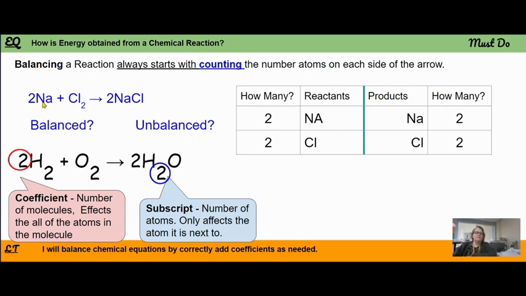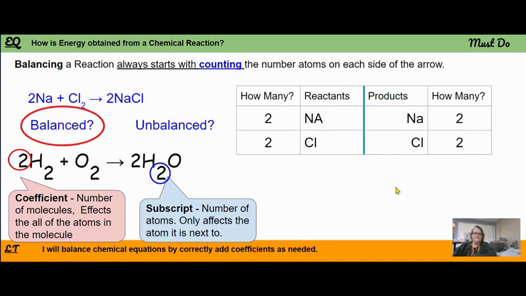So if I look at my example, I have 2 sodium atoms. So 2 times 1 is 2. And then I have 1 chlorine molecule, which is 2 chlorines together. So I have 2 chlorines. So that's my reactants. On my product side, I have 2 sodiums and 2 chlorines. So I have 2 sodium chloride molecules. Okay, so 2 sodiums, 2 chlorines. That 2 carries over to both of them. Now I look at the how many's, they both match. So that means that this is a balanced equation.